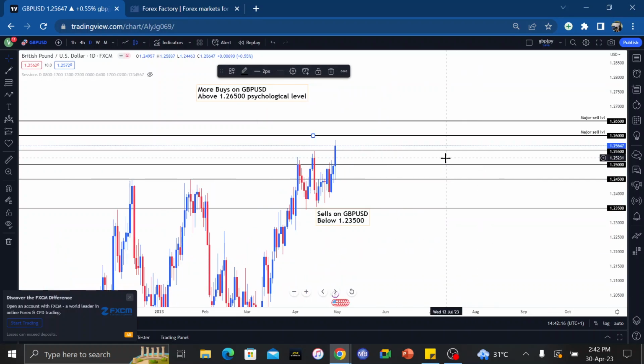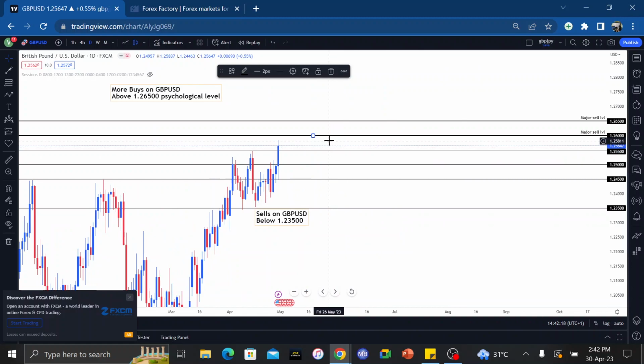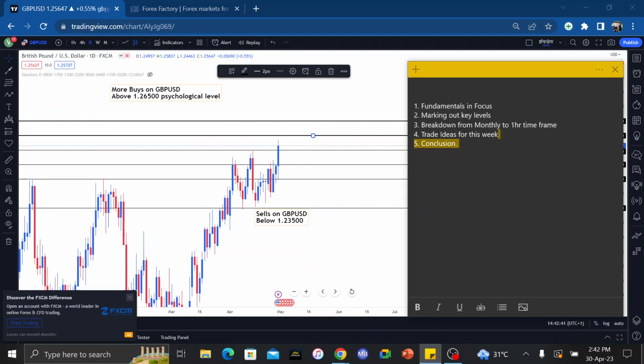This doesn't mean if price gets here, we should start selling. You shouldn't just sell like that. There are other confluences you might add before you sell. But if price starts breaking above it and invalidating these two levels, just follow the trend and buy. Yeah, that's it.